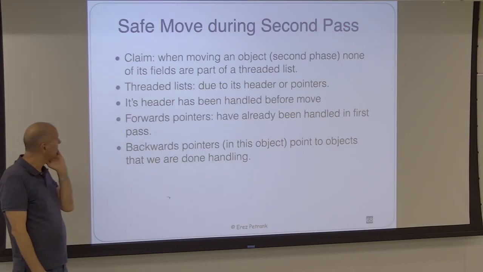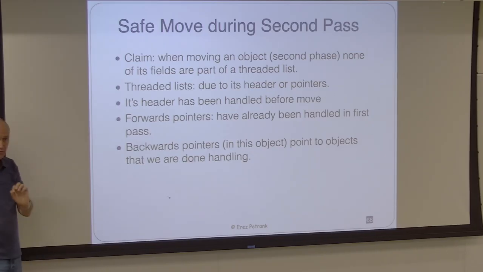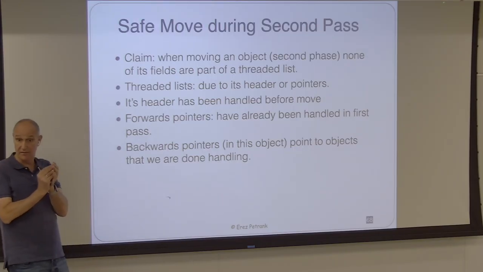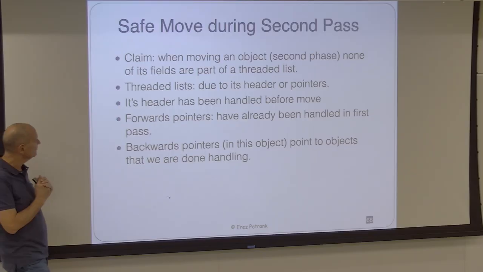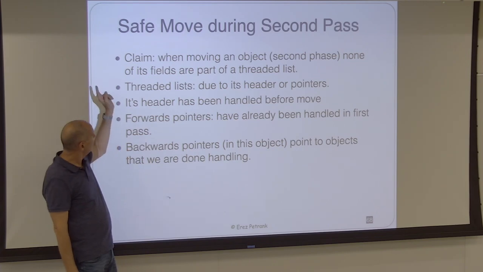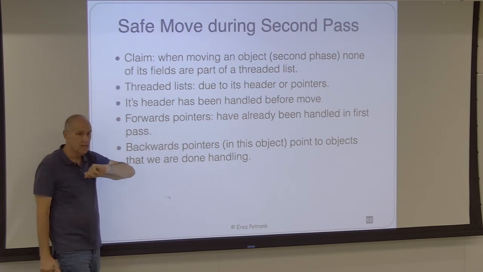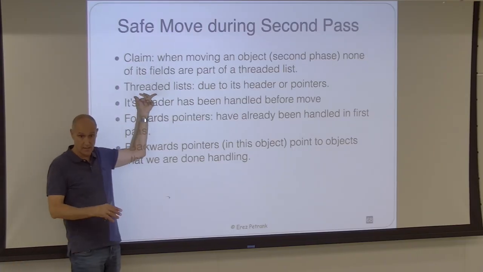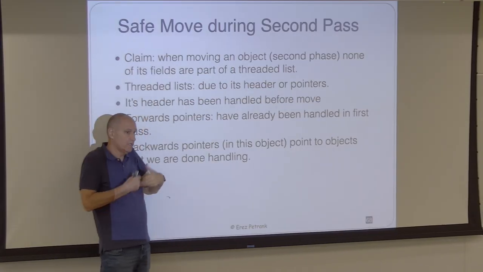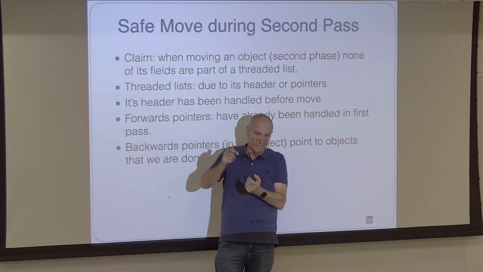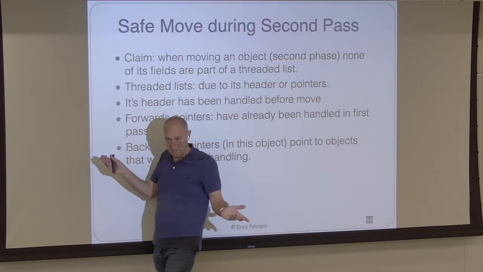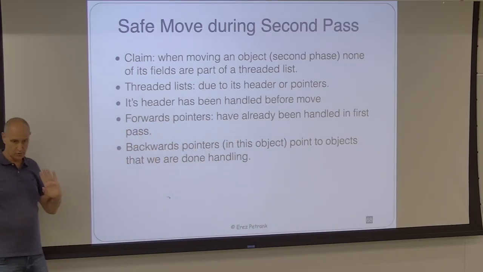So I want to claim that when I move objects in the second pass, they're not involved in a threaded list, because if they are involved, I break the consistency of that list. So this is the claim. When I'm moving an object in the second phase, none of its fields are part of the threaded list. So the first thing I should check is that its header is not involved in a threaded list. And that's clear because when I go to this object, I start by looking at the header, going through all the linked fields, fixing them, and clearing the header. So the header is not involved when I come to move this object.